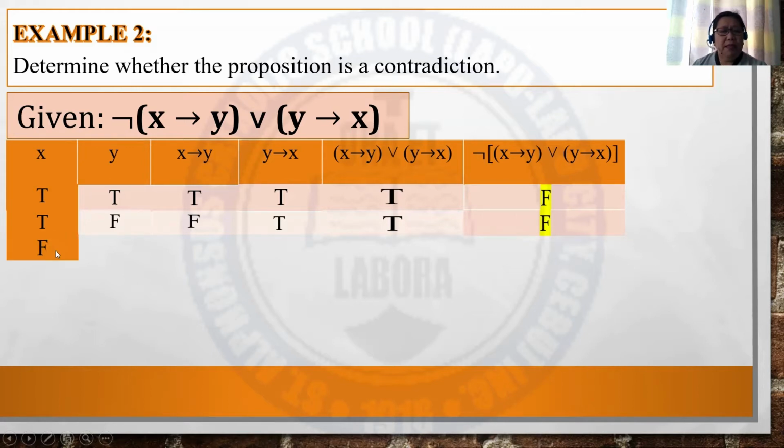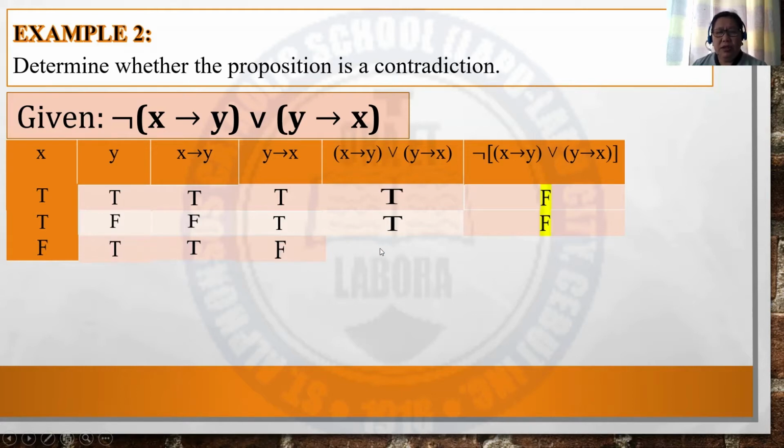Next, if x is false and y is true, F implies T is true. And y implies x is false.